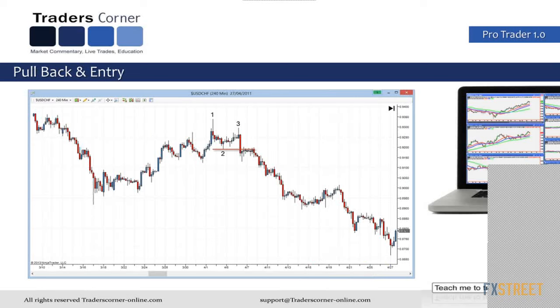So what happens when the market comes up to this level? We get a 1-2-3 reversal. What is that? Well, are we all okay with the definition that a trend from a technical perspective is a series of higher highs and higher lows in an uptrend, and a series of lower highs and lower lows in a downtrend? Is everybody happy with that definition of a trend?